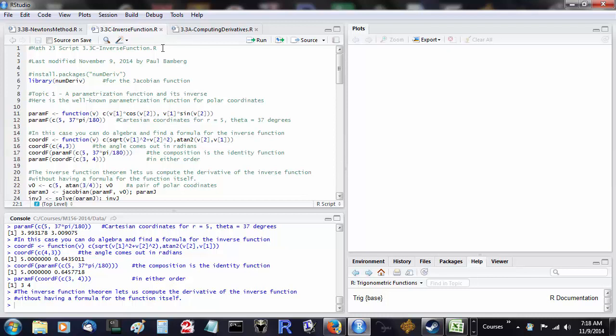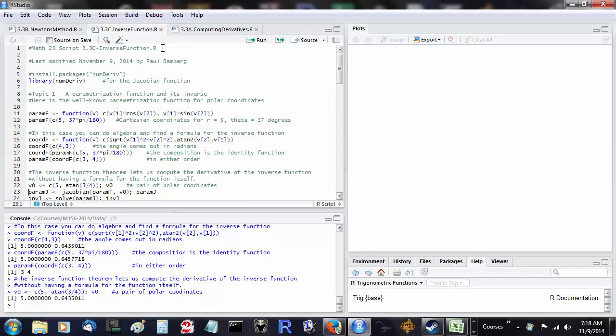So let's start out with a pair of polar coordinates. R equals 5, and theta is very close to a value that corresponds to 37 degrees, but this time I've made it exactly the angle whose tangent is 3/4.